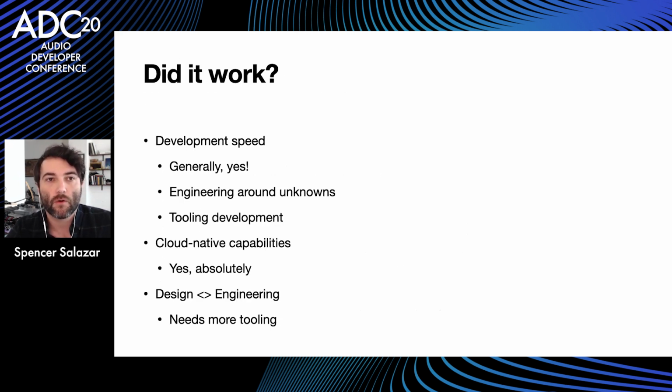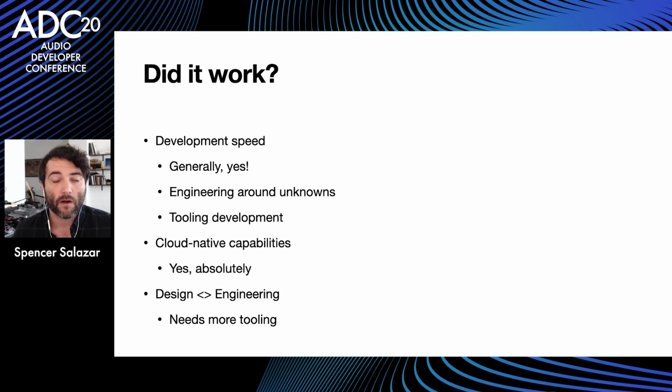Cool, so did it work? In terms of development speed, generally yes. I think there were some hiccups though. For one, engineering around unknowns. So building the interface, there were certain limitations of using a web browser component that we didn't really anticipate from the get-go. And so things that are very easy to do in Juice, we ended up having to do, it was much more work to get that working using web technologies.